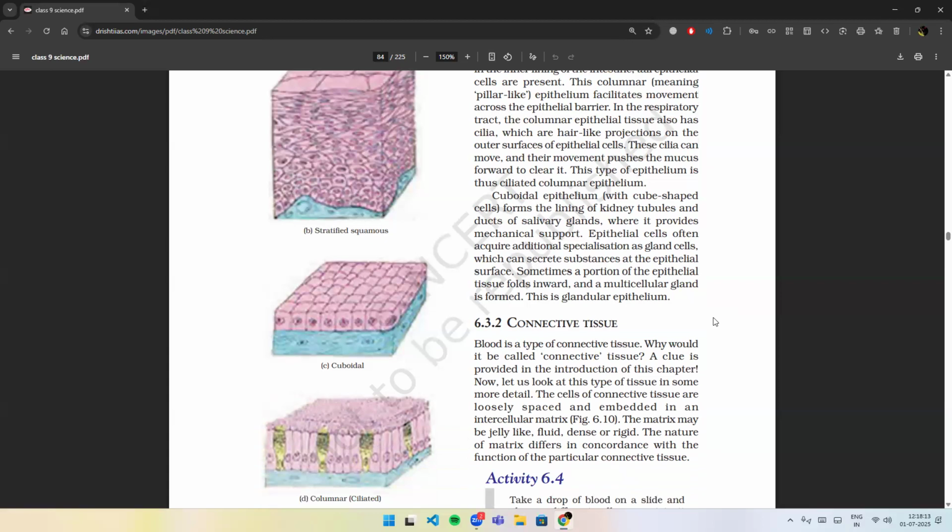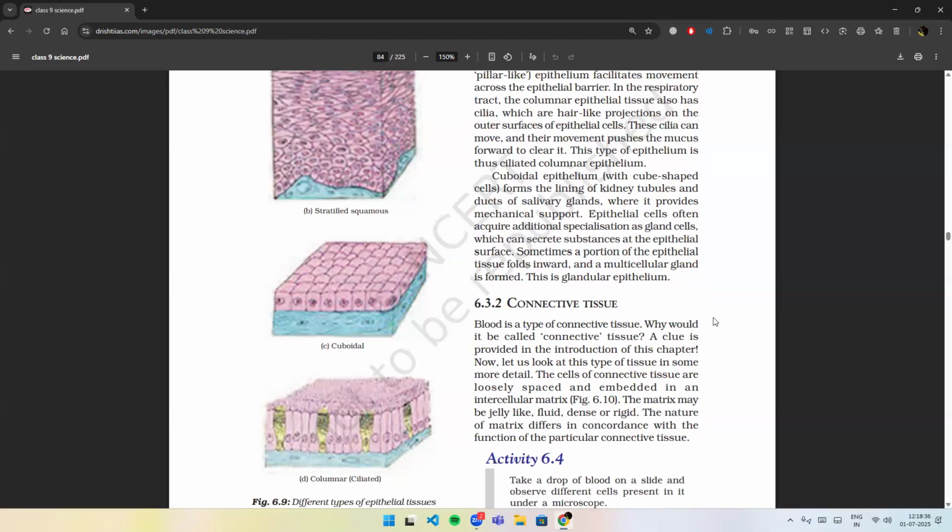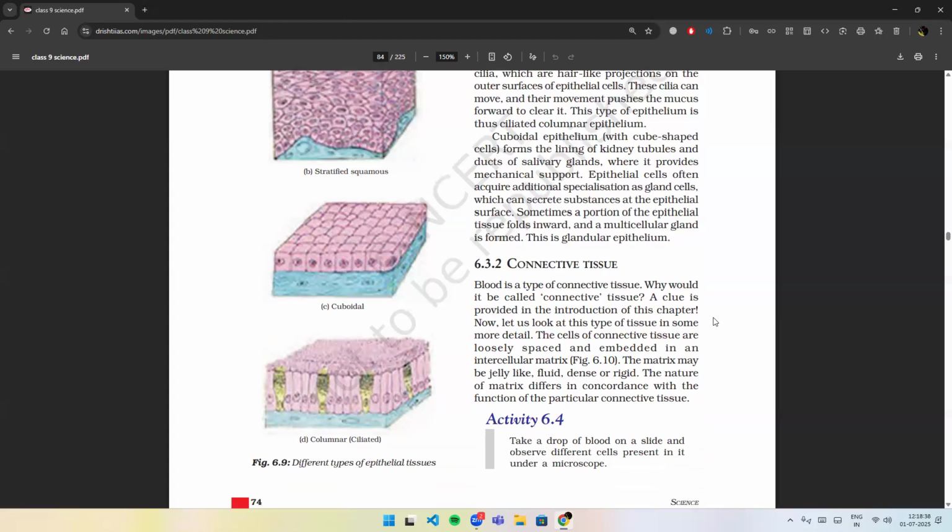Cuboidal epithelium with cube-shaped cells forms the lining of kidney tubules and ducts of salivary glands where it provides mechanical support. Epithelial cells often acquire additional specialization as gland cells which can secrete substances at the epithelial surface. Sometimes a portion of the epithelial tissue folds inward and a multicellular gland is formed. This is glandular epithelium.